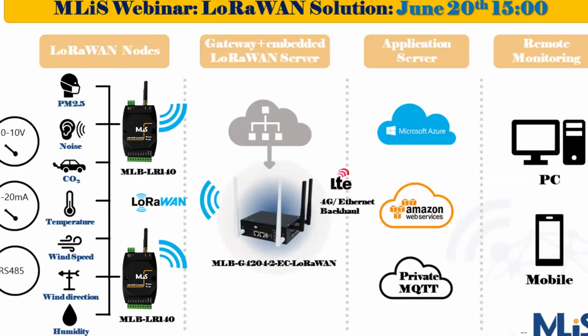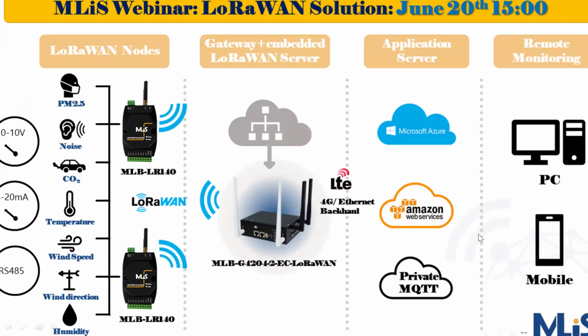This is the typical LoRaWAN architecture. The LoRa end node collects the analog I/O or sensor data and sends it back to the LoRaWAN gateway. The gateway is able to deliver the data back to the platform.